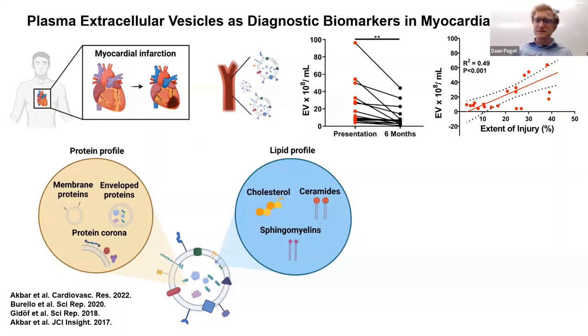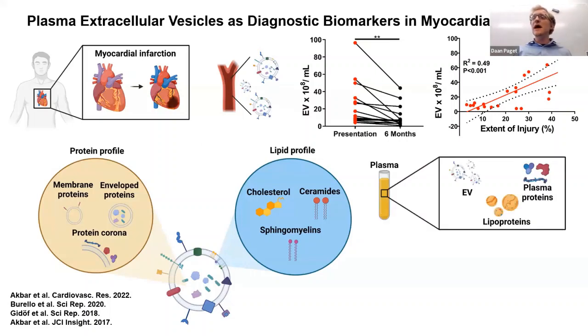The reason we look at both is we want to get a total picture of the extracellular vesicle profile or signature. However, when we work on plasma, one of the main challenges we face is that there are a lot of contaminants present in the plasma that are co-isolated with extracellular vesicles. Here we can see plasma proteins such as albumin and fibrinogen, and lipoproteins such as HDL and LDL that can masquerade the extracellular vesicle profile.